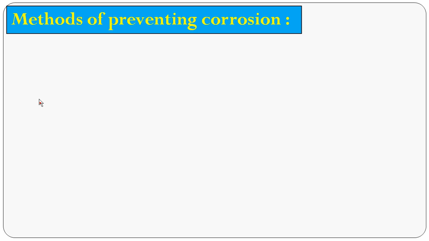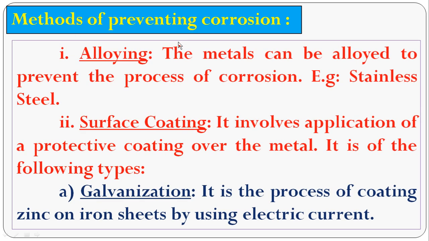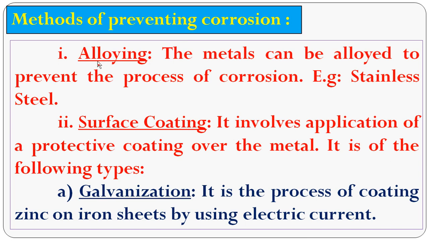Okay. Now come to the last topic, that is, what are the methods of preventing corrosion. The first one, alloying. The best example, stainless steel. The metals can be alloyed to prevent the process of corrosion. The second one, surface coating. The best example is a spoon. Here the spoon is coated with silver on the iron surface, by passing the electric current. This is a surface coating.